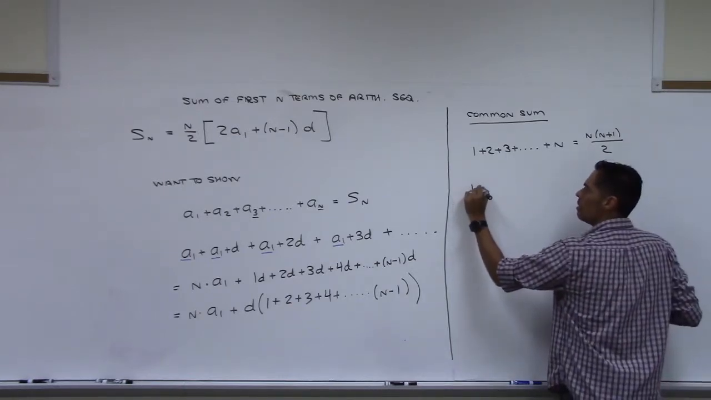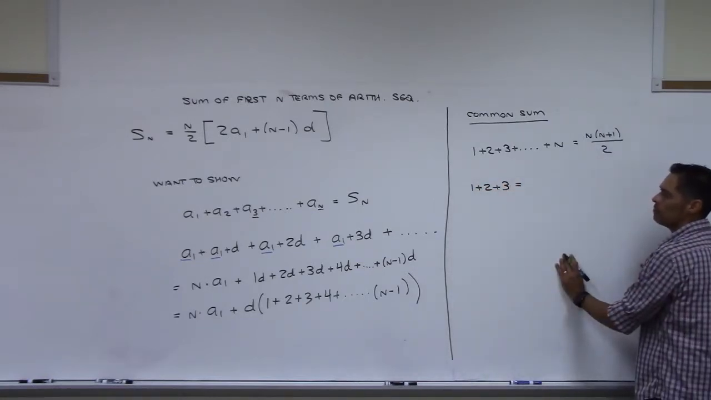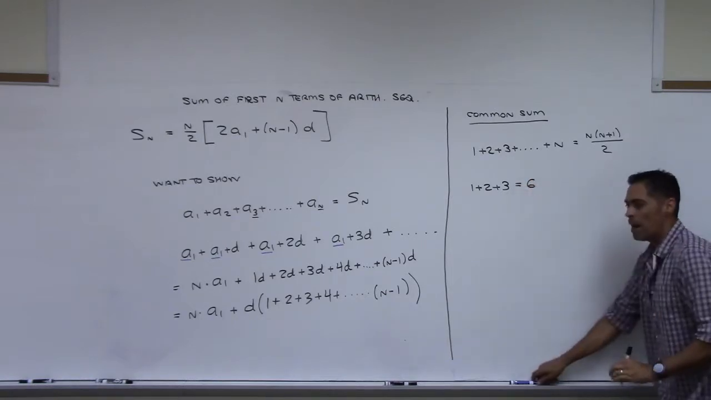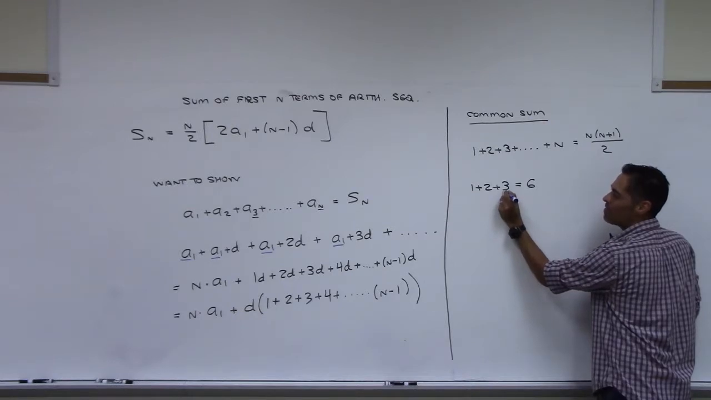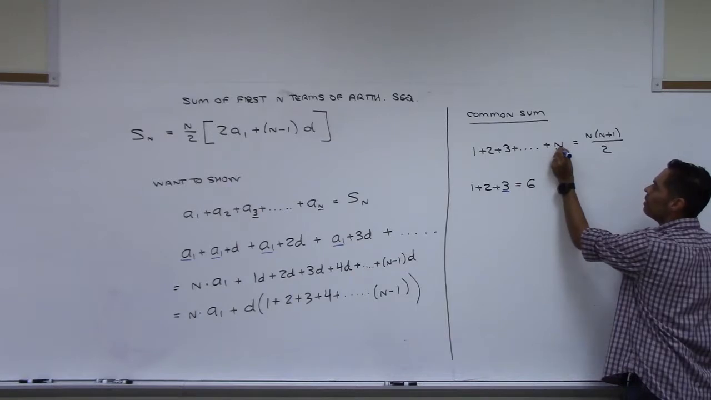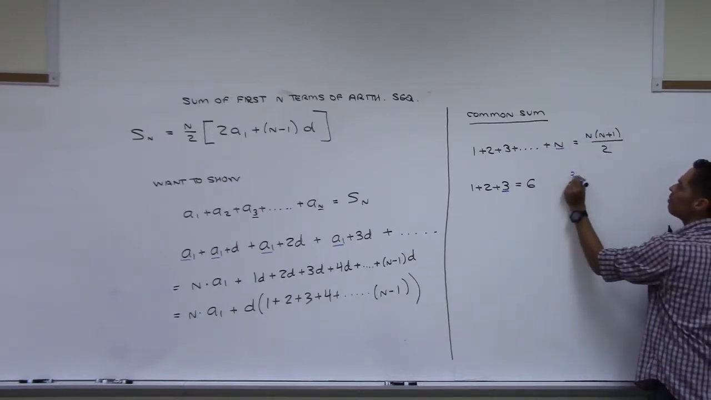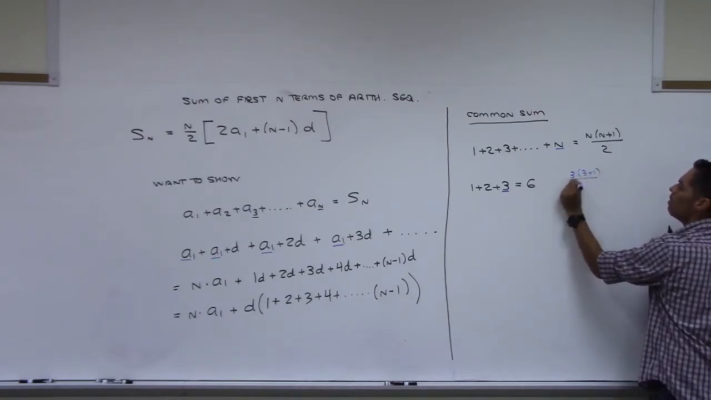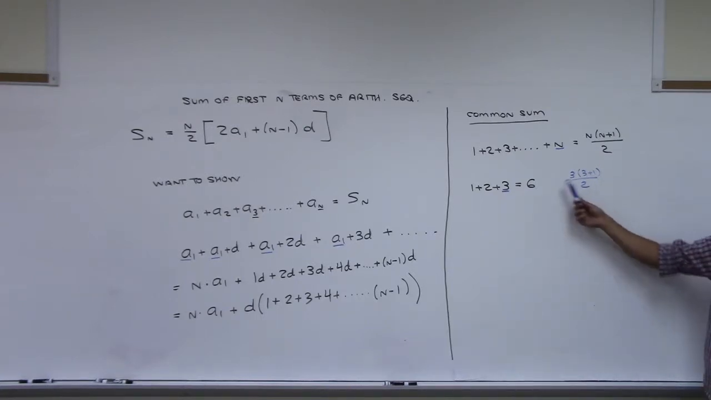So look, what's 1 plus 2 plus 3? Tell me what that is. 6, right? Okay. Where did I stop? What was my last number? 3? According to this formula, if you take the last number and put it in here, you get the same answer. So if I plug 3 in there, I get 3 times 3 plus 1 over 2. Isn't that 3 times 4 over 2? Isn't that 12 over 2? Isn't that 6? So it works. But it works for any number.